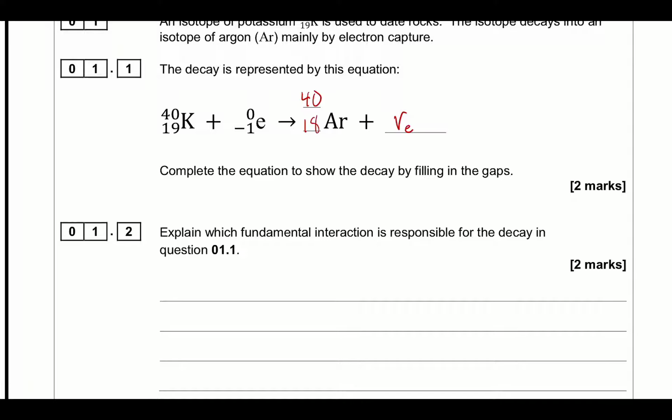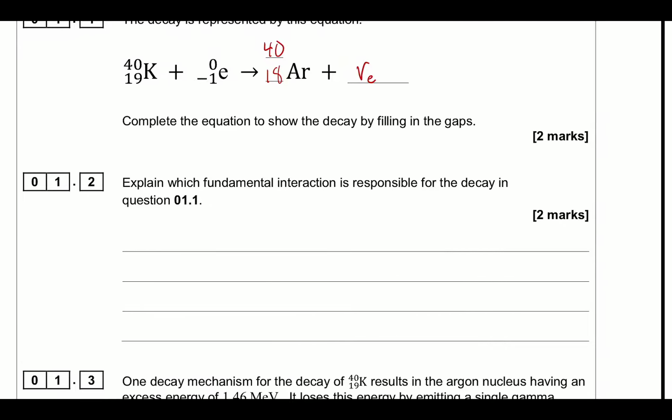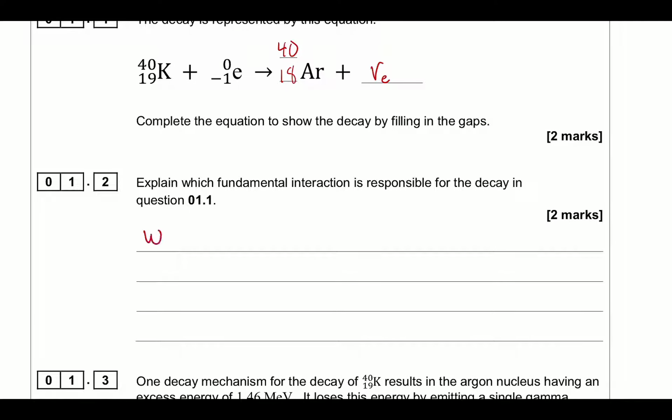So what fundamental interaction is responsible for this decay? And explain which. So it's not just state which, it's explain which. Well, this decay is governed by the weak force. And the reason that it's governed by the weak force is that, if you really look at what's going on, you've got a proton and an electron, and we end up with a neutron and a neutrino.